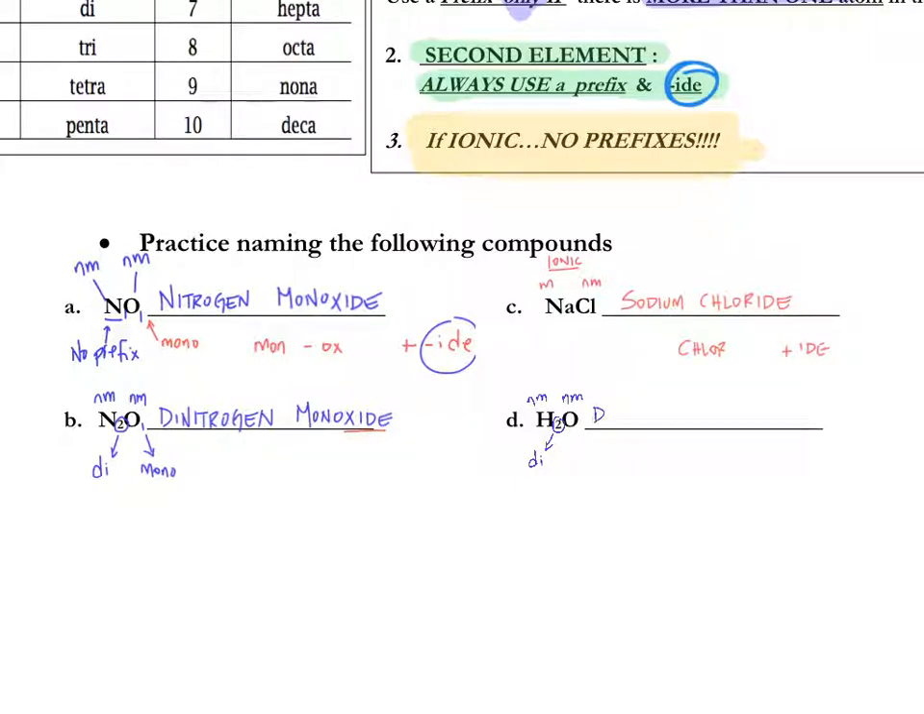So I'm going to write dihydrogen. So the prefix and the first full name of the nonmetal. And then the same rules apply with oxygen. The prefix is mono for 1. So instead of mono, it's going to be mono plus oxygen plus IDE. That turns into monoxide. Dihydrogen monoxide.